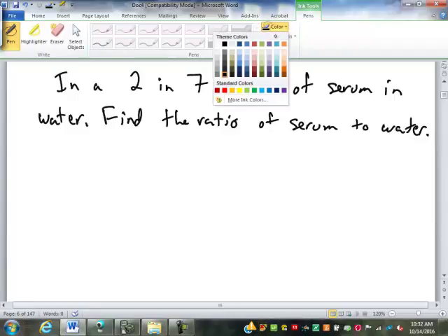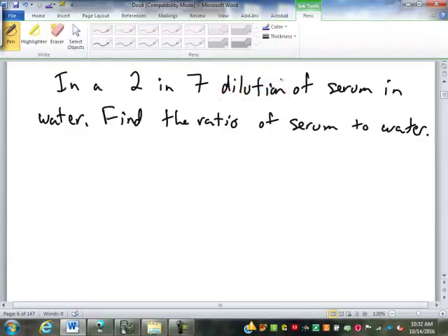So here we've got to remember that a dilution is the ratio of serum to total solution. So if I have a 2 in 7 dilution, the 2 represents the serum, and the 7 is representing the total solution.